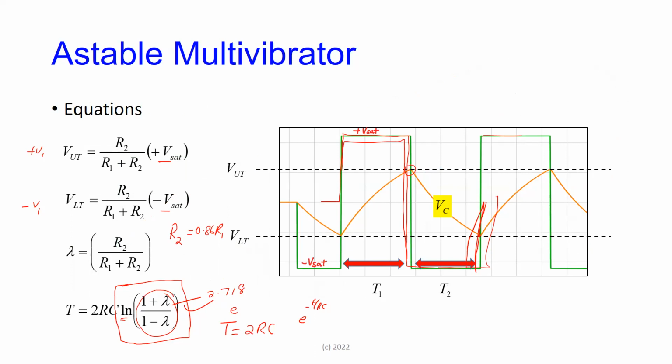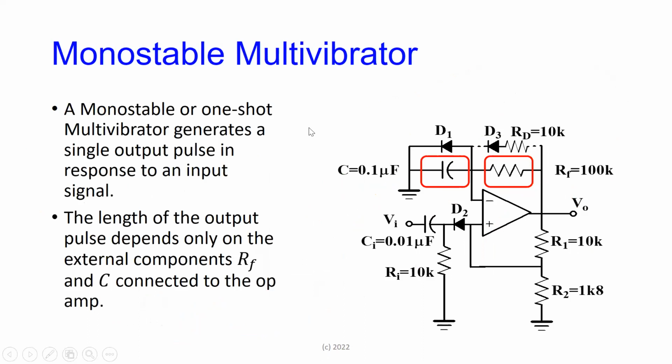1, yes, somebody said 1. Nice, correct. So the log part will work out to 1, very good. Okay, so that's astable. As I said, it changes state at a predetermined rate determined by the value of C and RF.